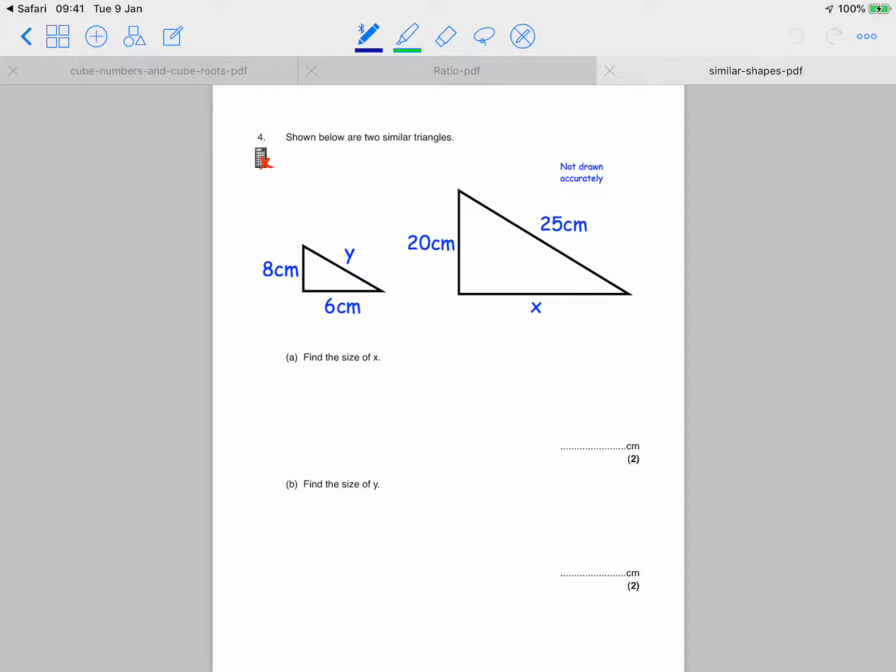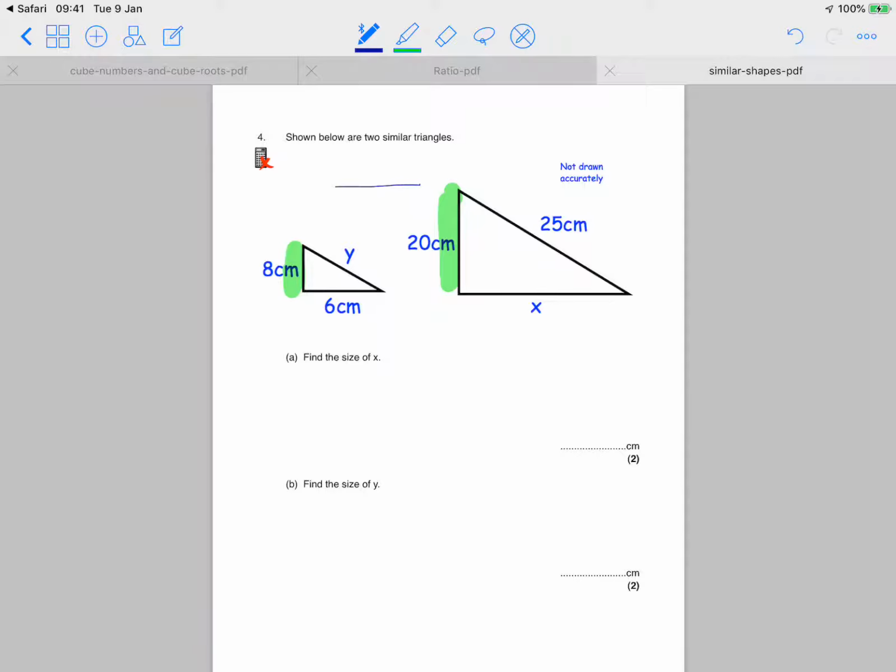Question 4, a pair of triangles that are similar. If the two triangles are similar, then we're looking to find that ratio or that scale factor before we start any questions. I can see the 8 here and the 20 there. I've been given information to work out what to multiply by to go from 8 to 20, or divide by to go from 20 to 8.